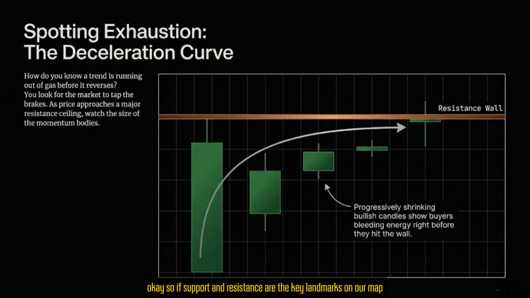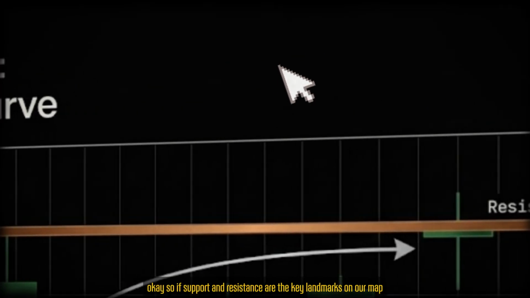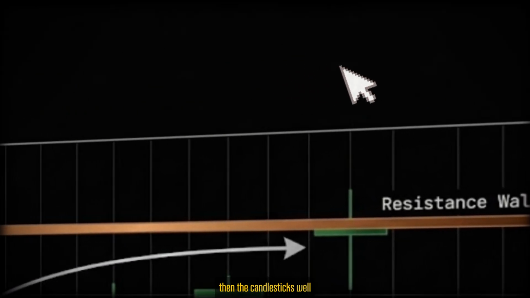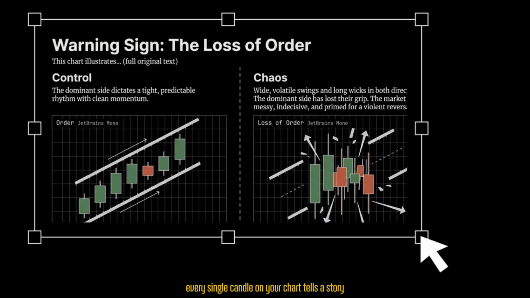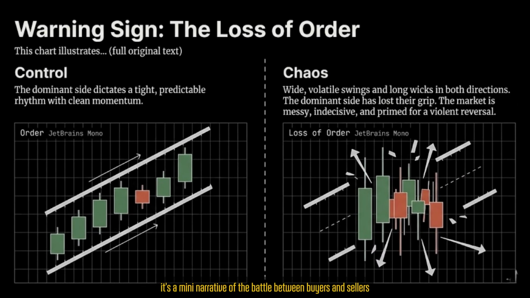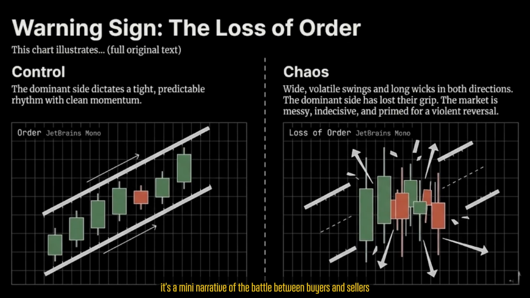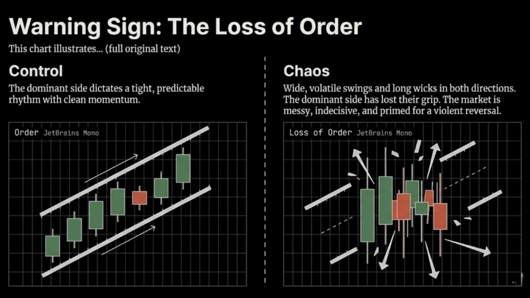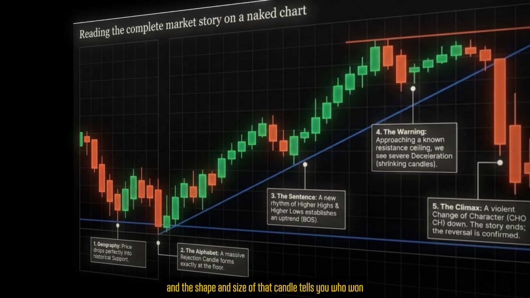Okay, so if support and resistance are the key landmarks on our map, then the candlesticks, well, they're the alphabet of this language. Every single candle on your chart tells a story. It's a mini-narrative of the battle between buyers and sellers in a specific time frame. And the shape and size of that candle tells you who won.